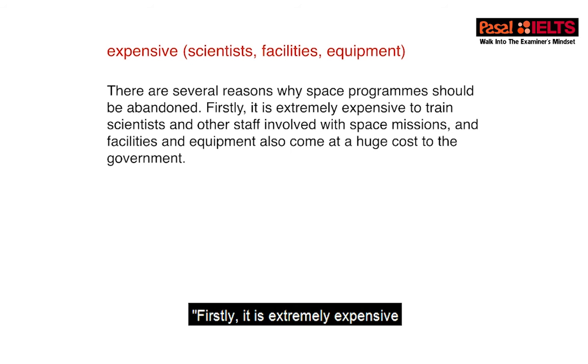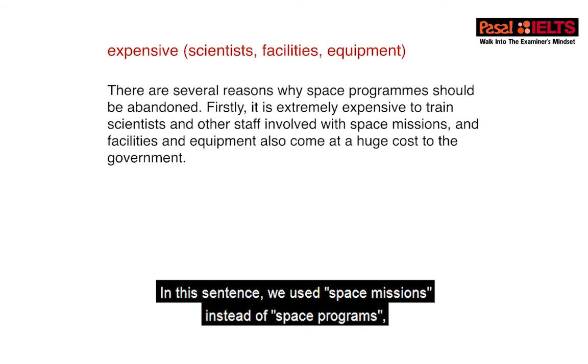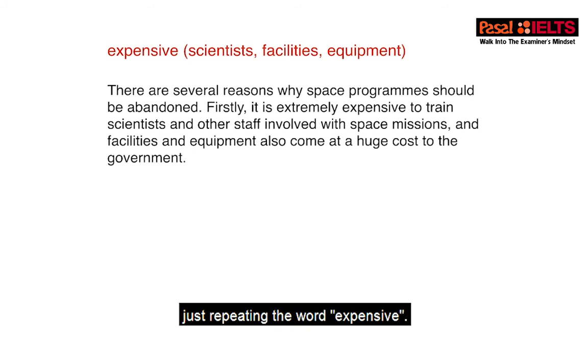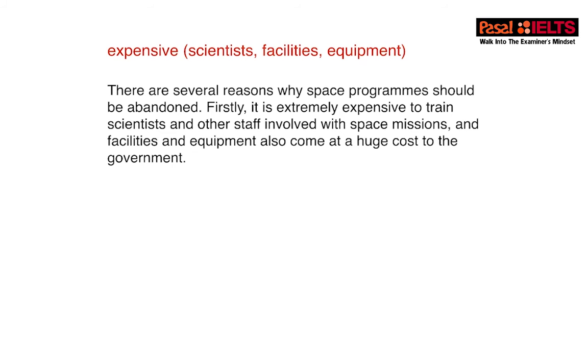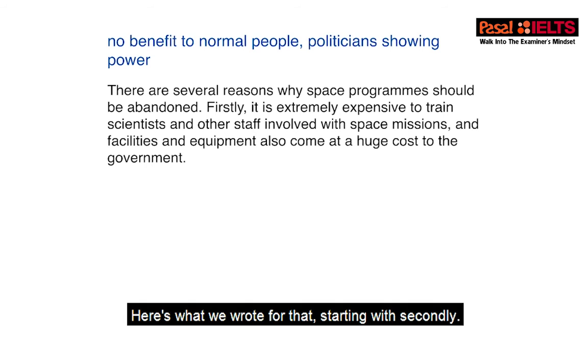Firstly, it is extremely expensive to train scientists and other staff involved with space missions, and facilities and equipment also come at a huge cost to the government. In this sentence we used space missions instead of space programs, and we used come at a huge cost instead of just repeating the word expensive. Moving on to our second point, that was no benefit to normal people and politicians showing power. Here's what we wrote for that, starting with secondly.